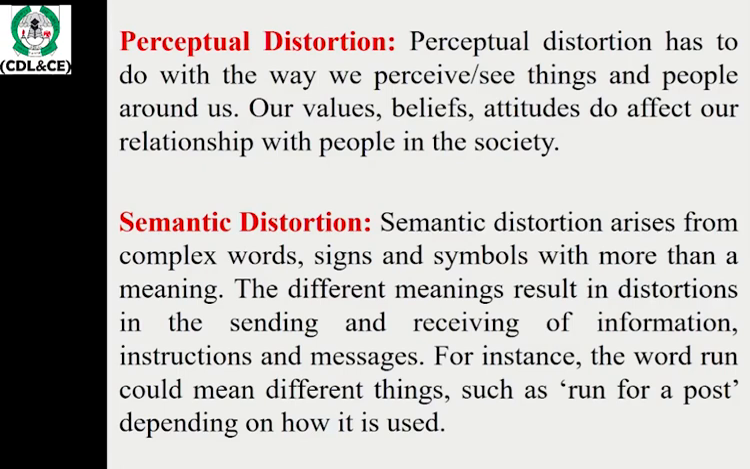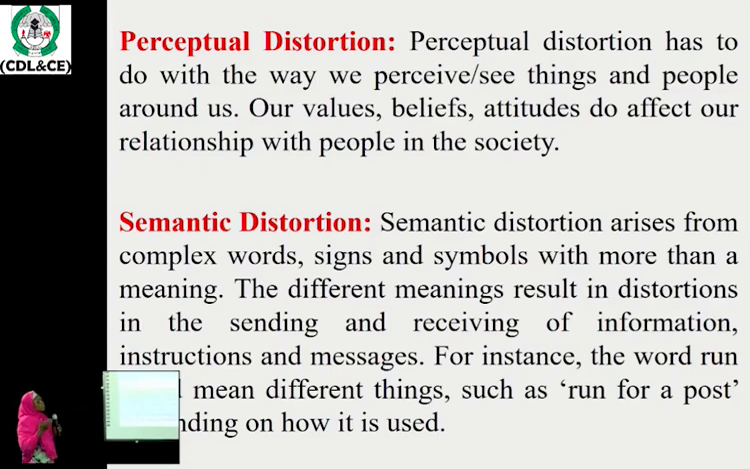The next is perceptual distortion. Perceptual distortion in this case has to do with the way we perceive or see things and people around us. Our values, beliefs, attitudes do affect our relationship with people in the society.